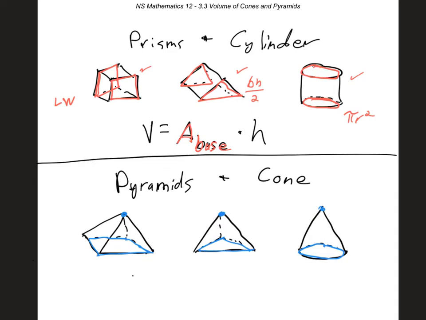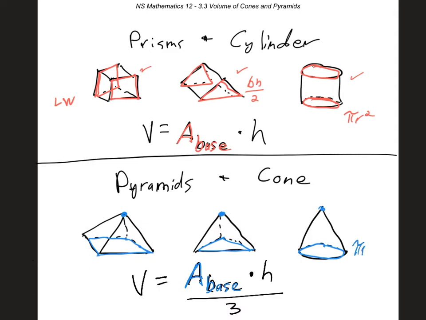Now the volume formula is very similar. Area of the base times the height of the figure, but then we take that result and divide it by 3 if it is a pyramid or a cone. And when we're referring to the area of the base, we are once again referring to the shape that appears on one side of this pyramid or cone that is opposite of the point.